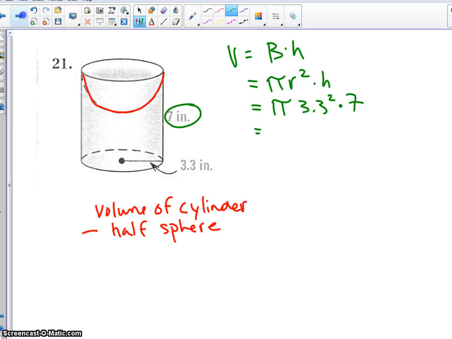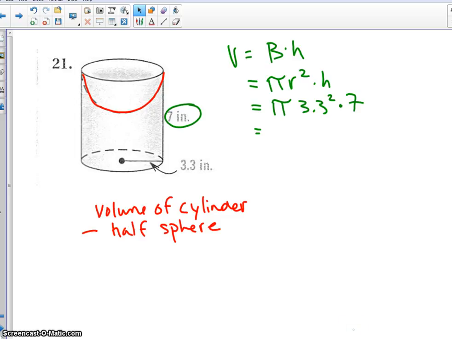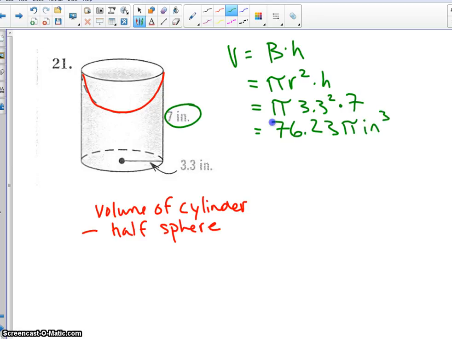So if we take our calculator, we take 3.3 squared, multiply it by 7, and we do that, come up with 76.23. All right, so we have 76.23 pi, we didn't put the pi in, and that's inches cubed. That's the volume of the whole thing.